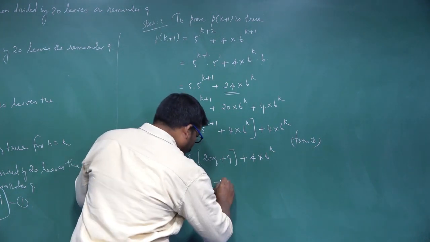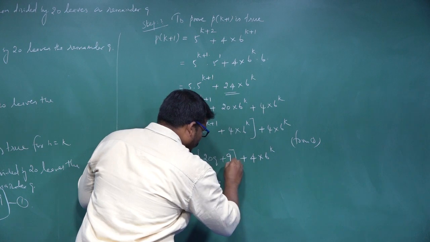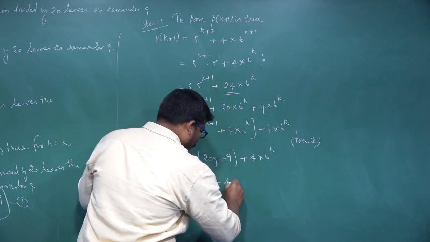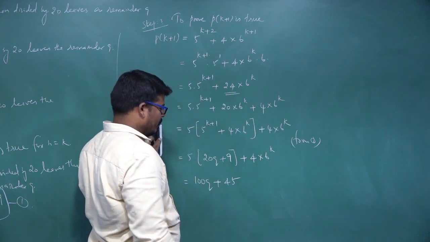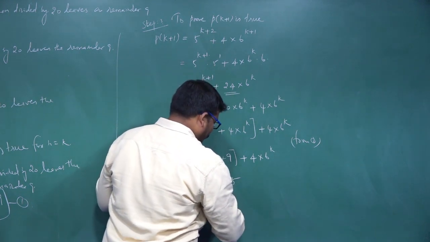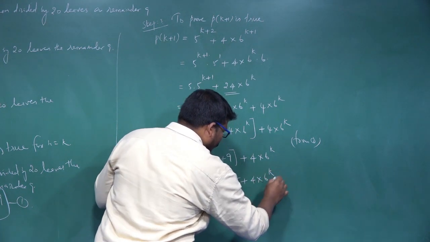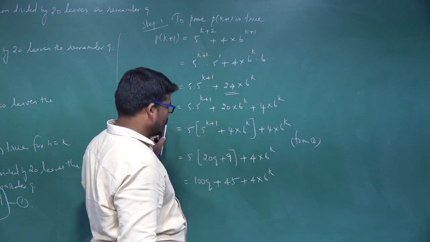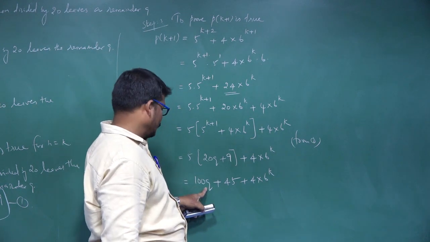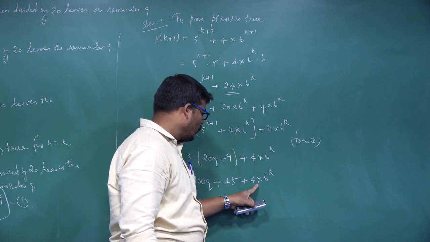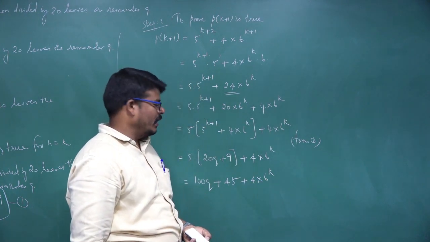100q plus 9, the value is 9. 9 into 5 is 45. So this is 100q plus 45 plus 4 into 6 power k.